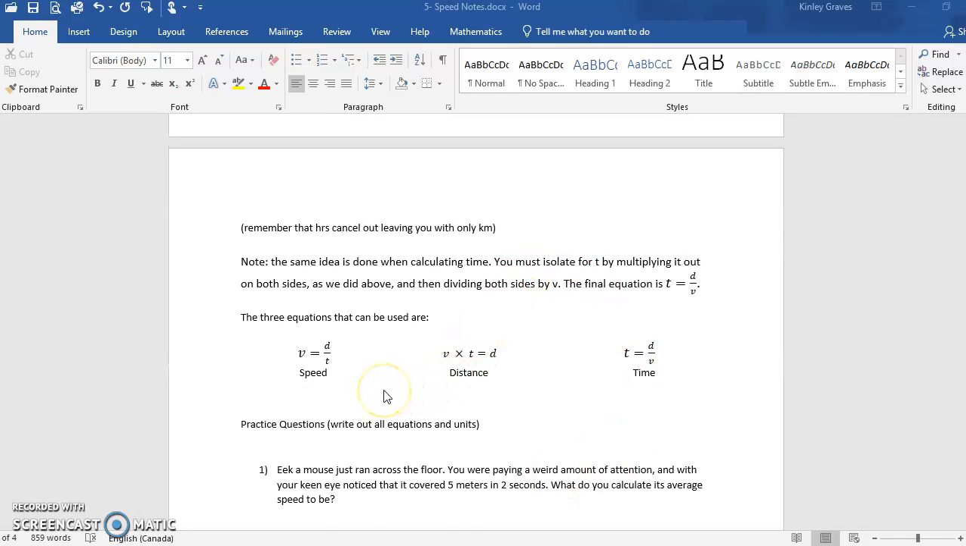The same equation can be rearranged again if you are solving for t. I'm not going to write all those steps out for you because it takes so much space, and I'm sure that you can figure that one out. The 3 equations that can be used are written out here. To calculate for speed, v equals d over t. To calculate for distance, d is equal to v times t. And to calculate for time, t is equal to d divided by v.